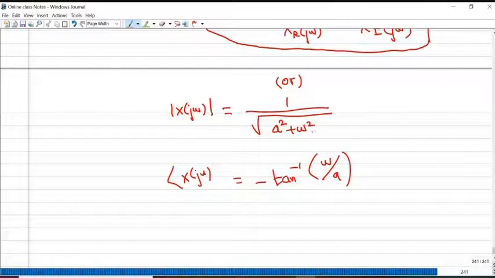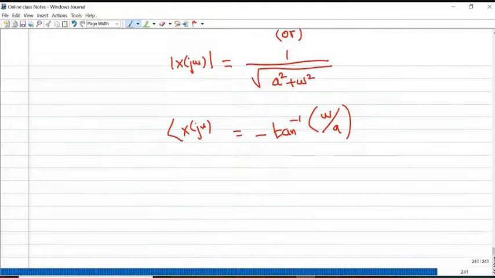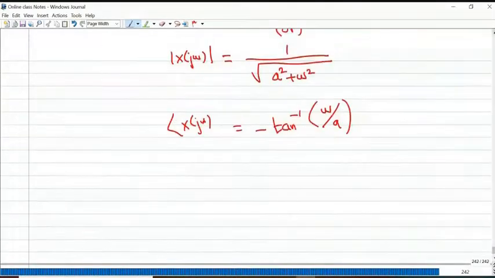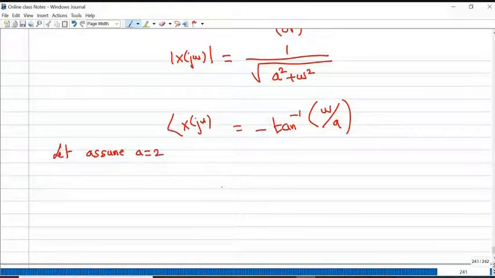Now substitute for omega value, find modulus of X(j omega) and also the angle of X(j omega). A is a constant. You have to assume any value for A. Or in the problem, they will specify: draw the magnitude spectrum and phase spectrum for A value 1 or 2, something like that. Okay. Let's assume A value equal to 2.